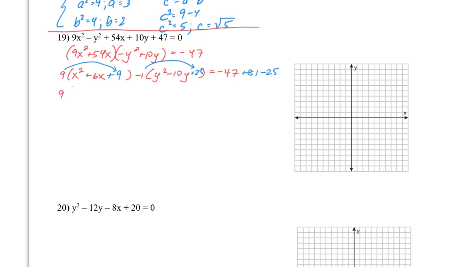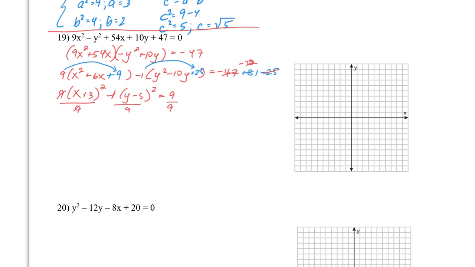So I'm ready now. I know this is 9 times (x plus 3) squared minus 1 times (y minus 5) squared equals, when I do the math here, negative 47 and negative 25 add up to negative 72, and negative 72 and 81 is a positive 9. So it looks like that. And again, remember that it has to equal 1. I know a hyperbola or an ellipse always equals 1, so divide everything by 9.